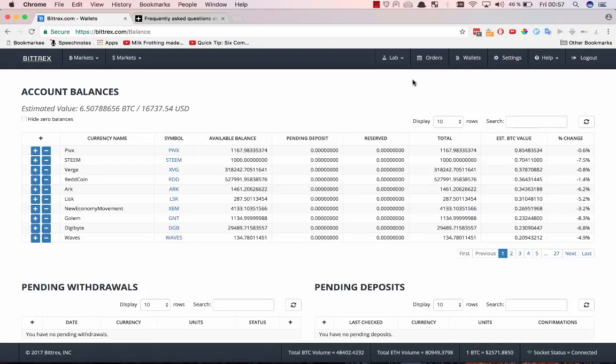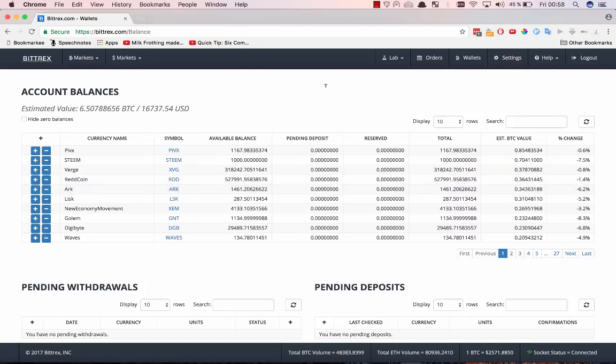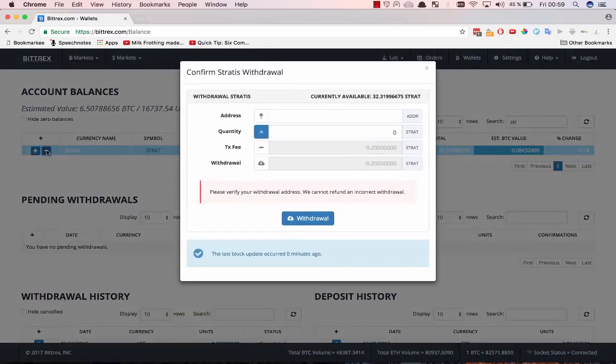So if I want to withdraw a token to another wallet, I would need to go across to the plus and minus sections here. So for today's example, I would like to withdraw some Stratus. So I type in Strat and I have a balance of 32. I press on the minus button. Remember, plus is for deposit and minus is for withdraw.